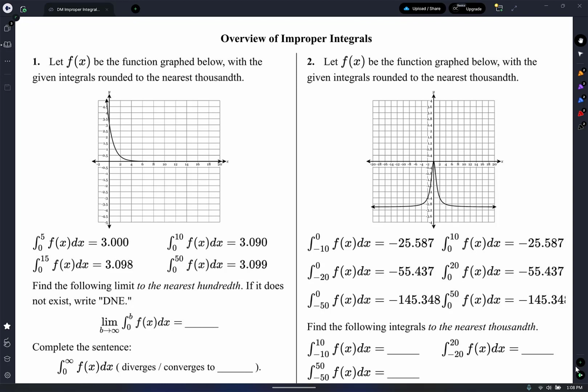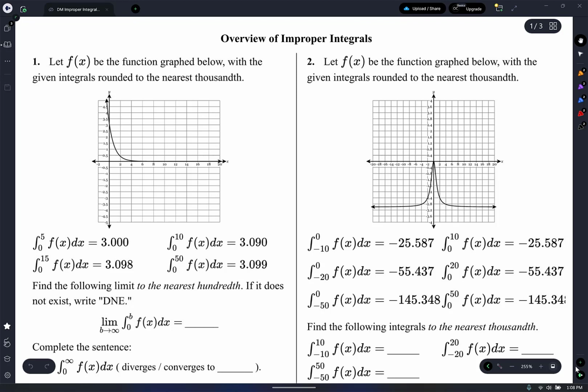So here's an example. I have some function with a horizontal asymptote at y equals 0, because I can see the double arrows over here. Sometimes this converges. They said let f of x be the function graphed below with the given integrals rounded to the nearest thousandths. And they tell me the integral of f of x from 0 to 5 is 3, from 0 to 10 is 3.09, from 0 to 15 is 3.098, from 0 to 50 is 3.099.